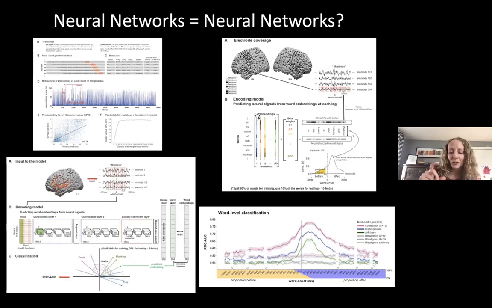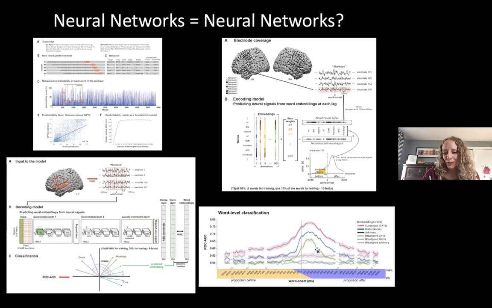the encoding model is predicting the neuronal, sorry, I got that wrong. The neuronal signals from the word embeddings using the different lags, so using the neuronal recordings at times further and further away from the onset of the word. And then they did a decoding model where they predicted the word embeddings from the neuronal signals.